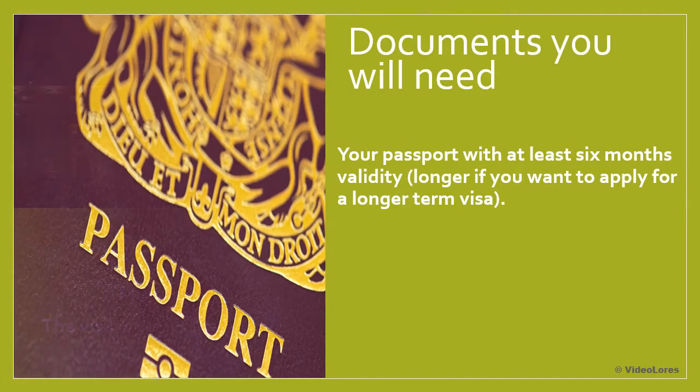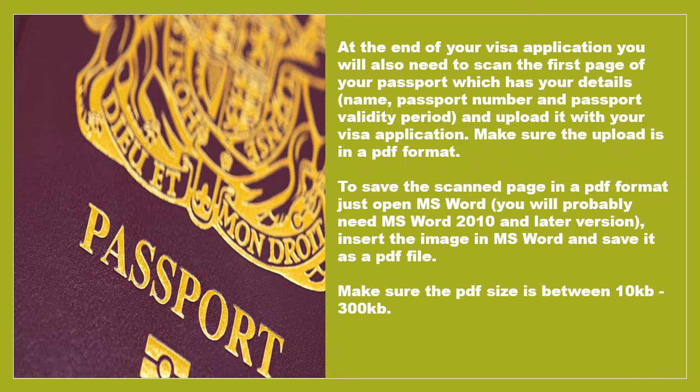Once you're ready to apply for a visa, you would need the following documents: your passport, which should have at least 6 months validity. But if you're applying for a longer term visa, then the validity should match that period. With your online visa application form, you would also need to send the page of your passport which has your personal details, such as your name, date of birth, passport number, etc. And you would need to send it as a PDF file.